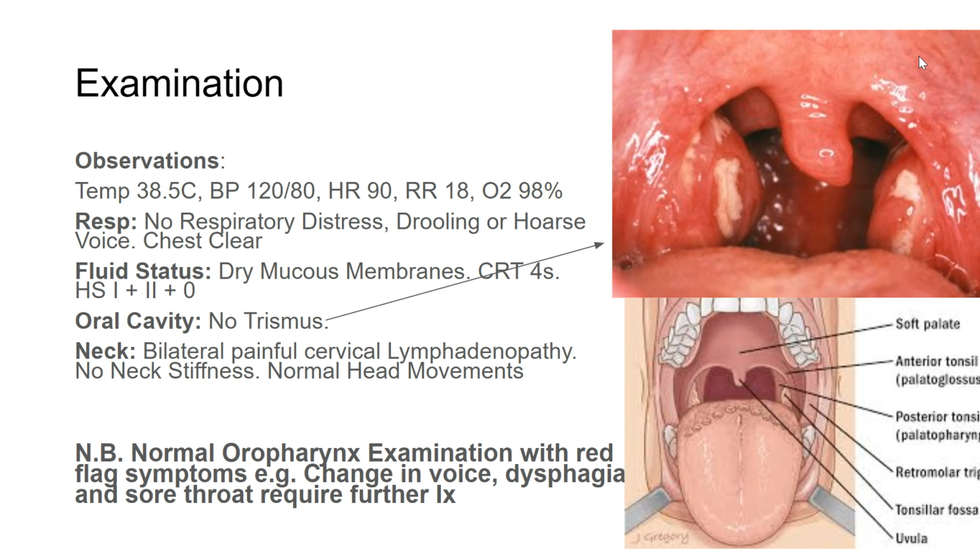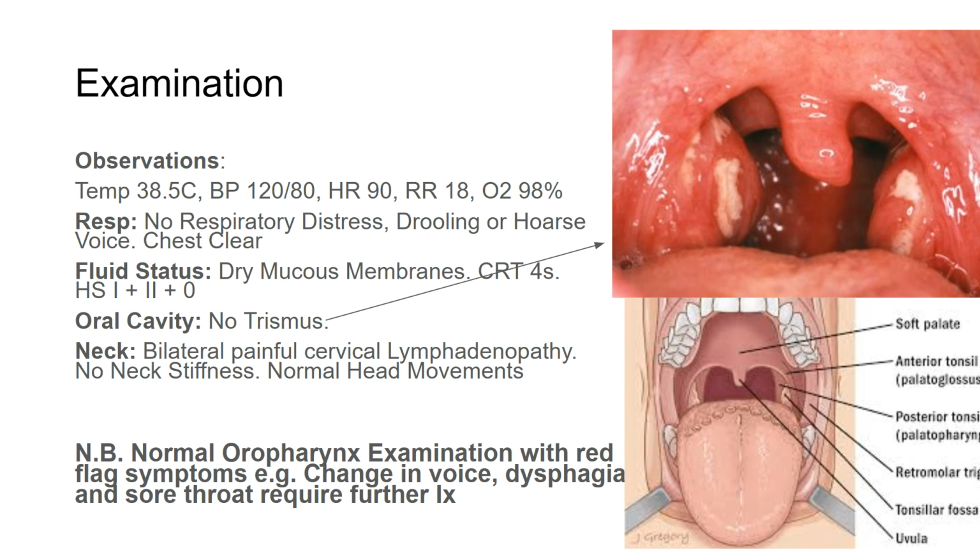On examination of his neck as well, you note there's bilateral cervical lymphadenopathy, and he's able to move his neck without any issues, and there's no neck stiffness. That's just important to have a look at as well if you're worried about potential abscesses around the pharynx that might cause stiffness or pain when moving your neck.